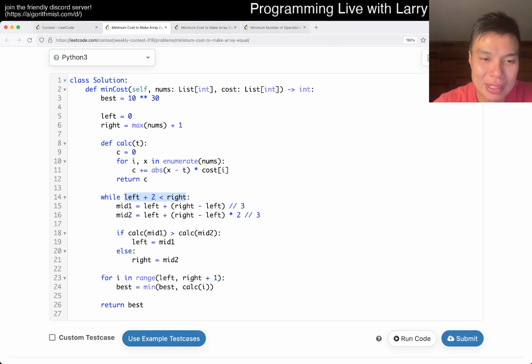But again, basically, if this is greater than that, that means that the left side can be eliminated. Otherwise, the right side is eliminated. In the LeetCode case, it doesn't really matter. You just keep getting closer.